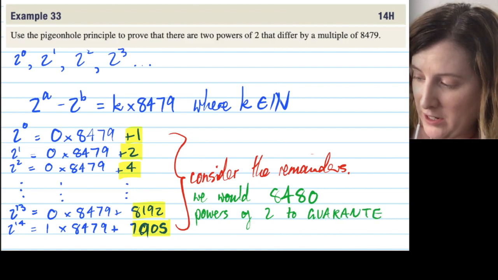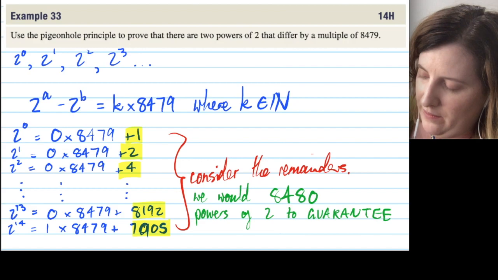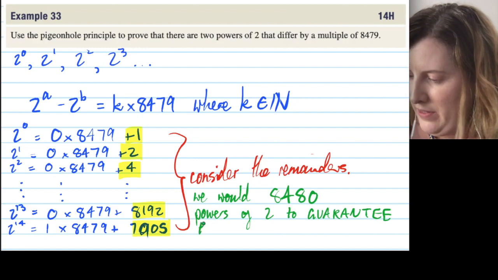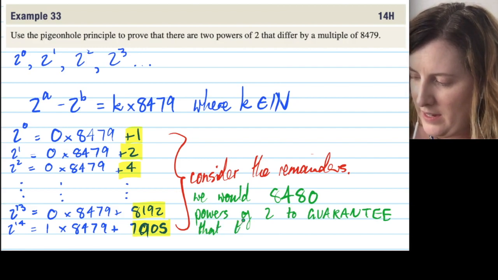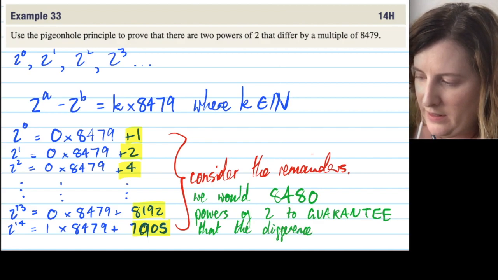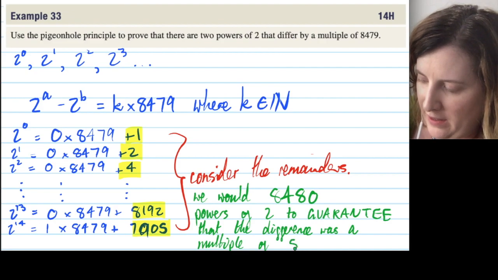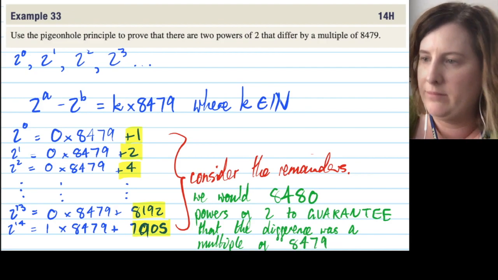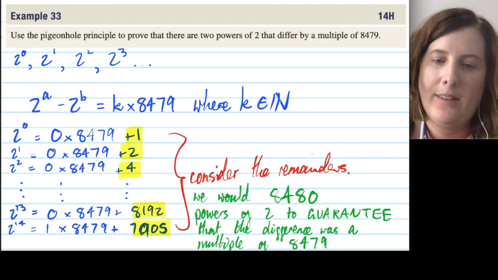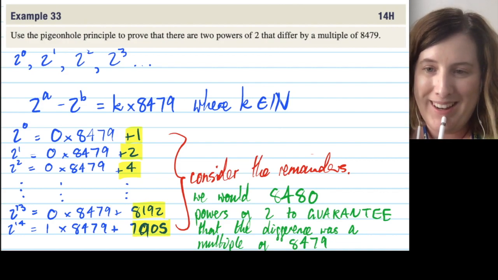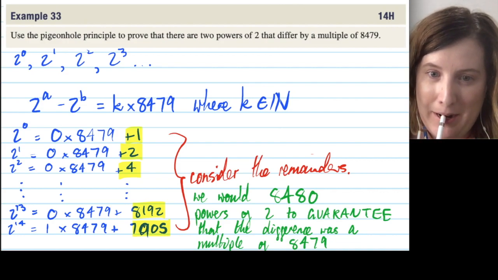it could happen much less, that the difference was a multiple of 8,479. I hate this question with a passion. But yeah, it's really confusing to think about.